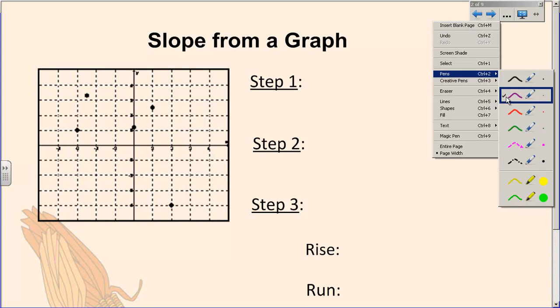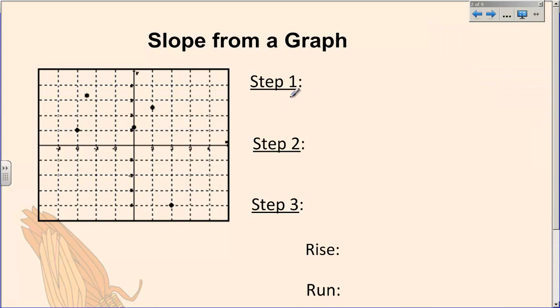If you were given a graph and you were asked to find the slope, there are three steps. Step number one is find two, what I like to call pretty points. And if they are not connected, connect them. If they are connected, mark them so that you can find them on your graph. But find two pretty points, and if they're not connected, connect them.